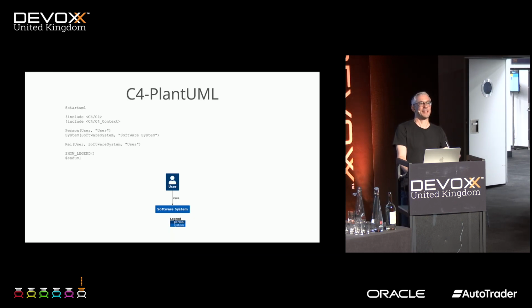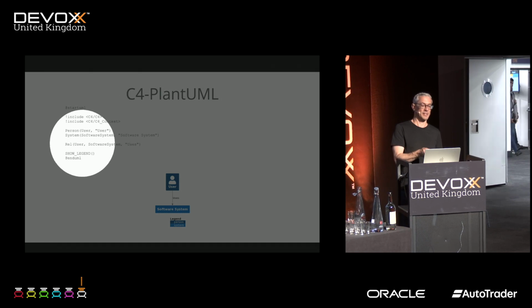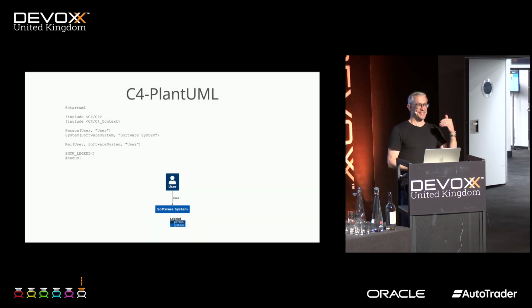So take something like C4 PlantUML. C4 PlantUML is a bunch of extensions that give you C4-esque terms, essentially. So this allows you to craft up this diagram with a person, a system, and a relationship. This is still a diagramming tool, though. This is one text file with one diagram. If you want a second diagram, you need a second text file.